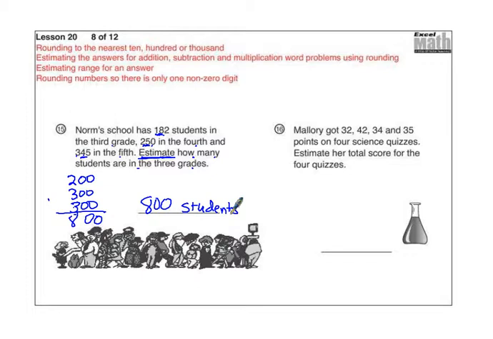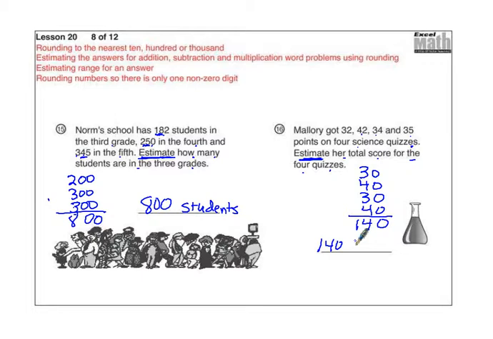Show your work, label. Okay, Mallory got 32, 42, 34, and 35 points on 4 science quizzes. Estimate her total score for the 4 quizzes. Pause the video, do the problem right now, and then turn it back on when you're ready for the solution. Okay, you would have rounded 32 to 30, 42 to 40, 34 to 30, and 35 to 40. And when you add them up, you get 140, and you put 140.